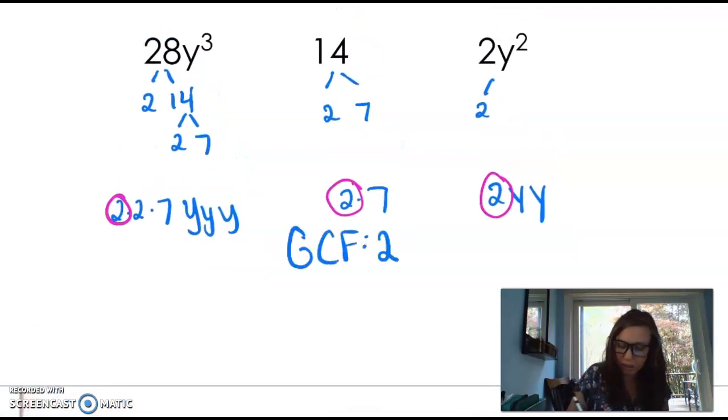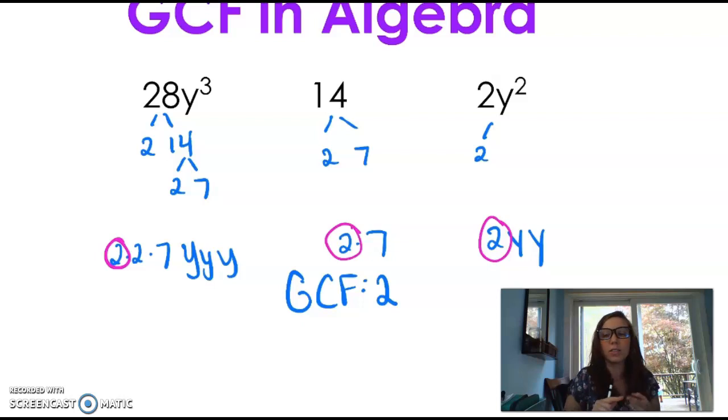And again, you can look at this just from the start. They're all divisible by 2. The 14 doesn't have a y, so we can't even have a y in our greatest common factor.